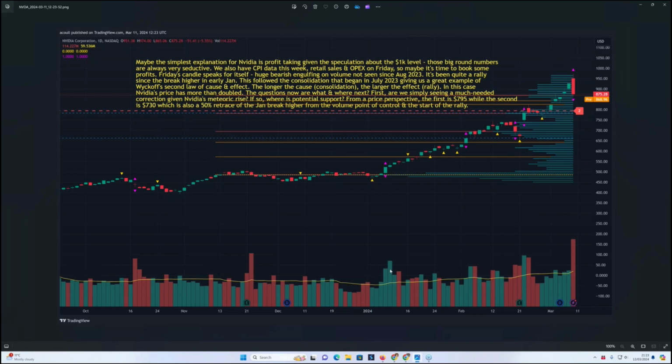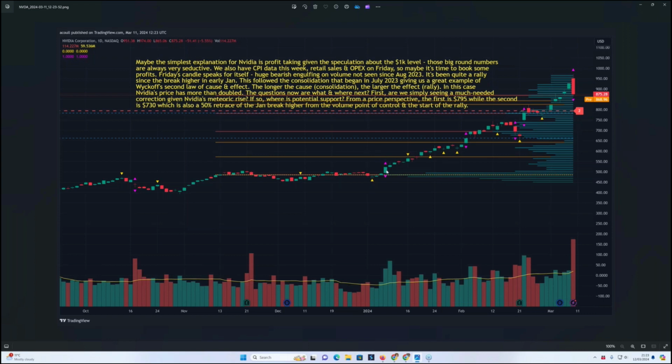It was at the volume point of control. That's what we want to see, because this is the beginning of this rally, and it's also the breakaway from a very, very long period of congestion, which we can actually see better on the weekly chart. And if we look then, it was about $500. And all the talk last week was, well, when is it going to get to $1,000?